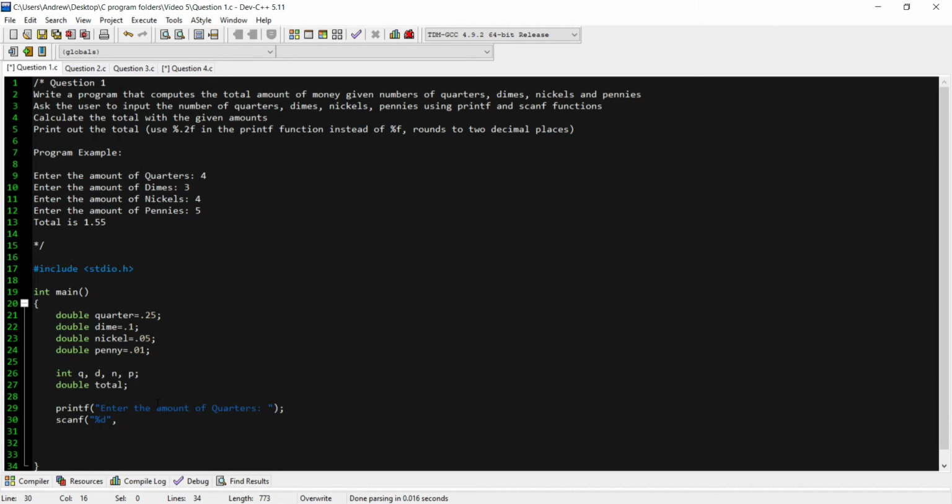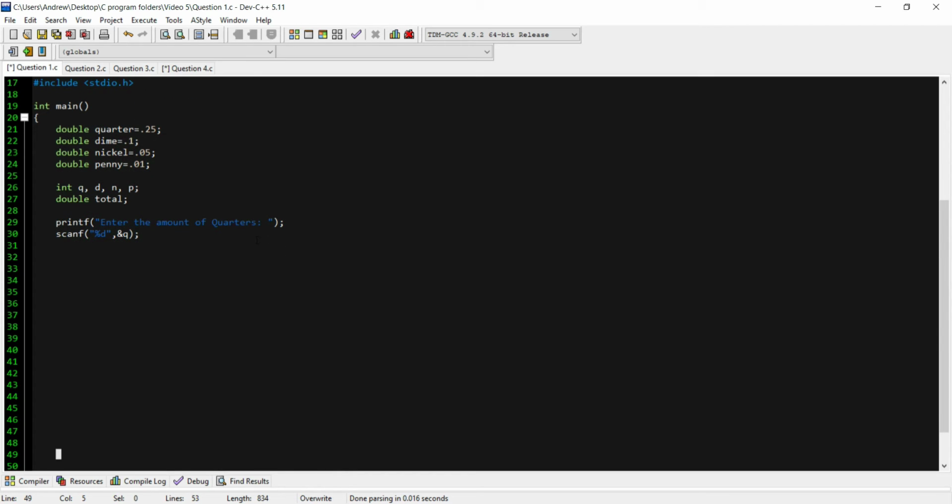So what do I want to scan for this? I want to scan this number right here, and we're gonna store this number in q. So we're gonna use the ampersand q, and we're gonna close that. So printf, enter the amount of quarters, scanf, %d, &q. We're going to do the exact same thing for dimes, nickels, and pennies.